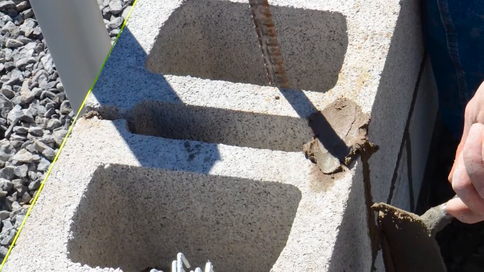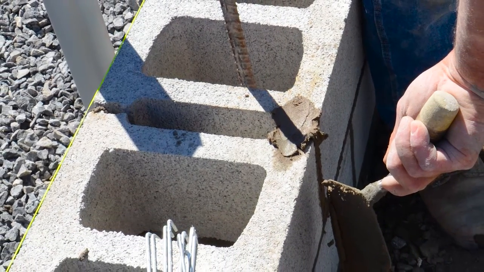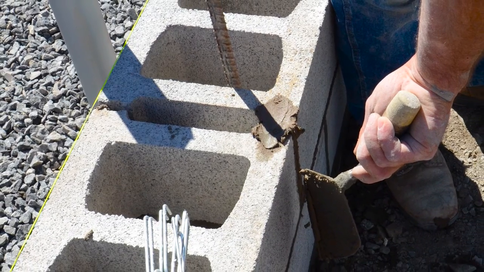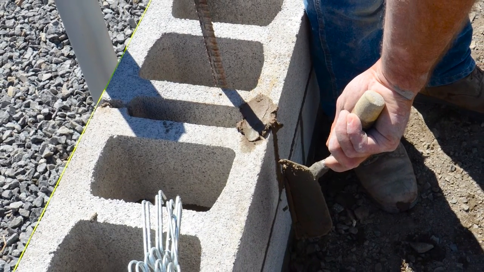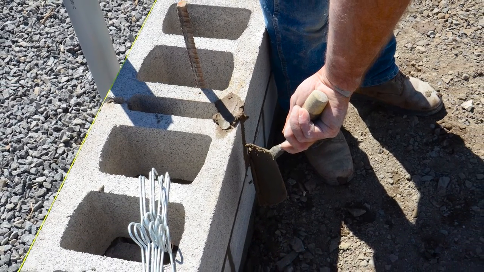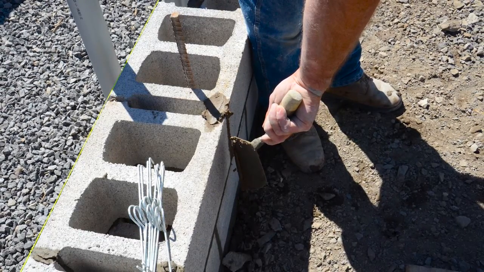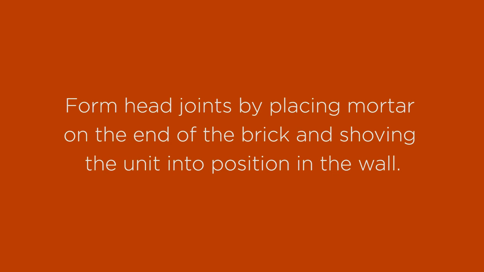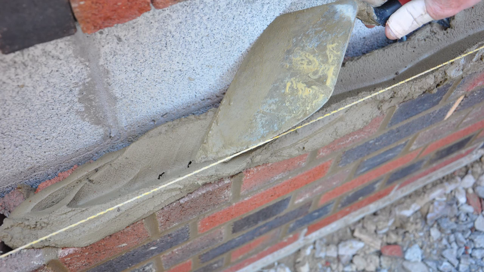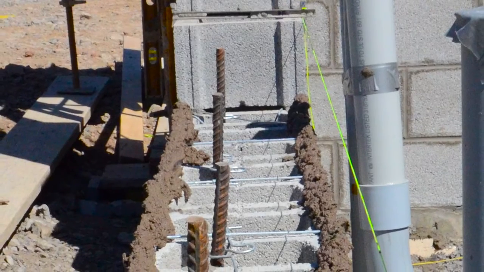First of all, the mortar is not placed under compression and is thus unlikely to develop adequate contact for bond. Also, in shaking or throwing the mortar off, the trowel may be struck against the top of the brick. The impact of the trowel on the brick can break the mortar bond, resulting in increased water penetration and reduced wall strength. Form head joints by placing mortar on the end of the brick and shoving the unit into position in the wall. Do not deeply furrow bed joints. And head joints should be formed by shoving the mortar tight to the adjoining unit.